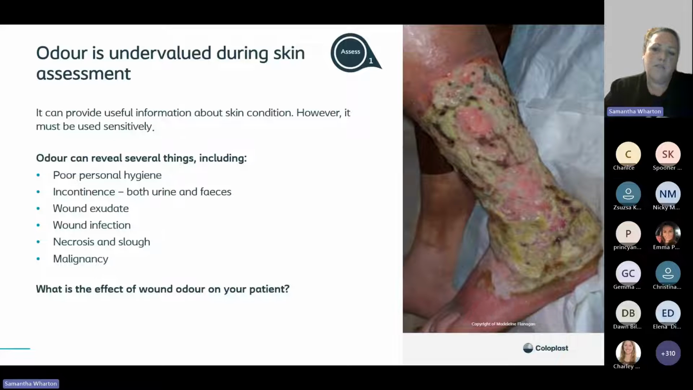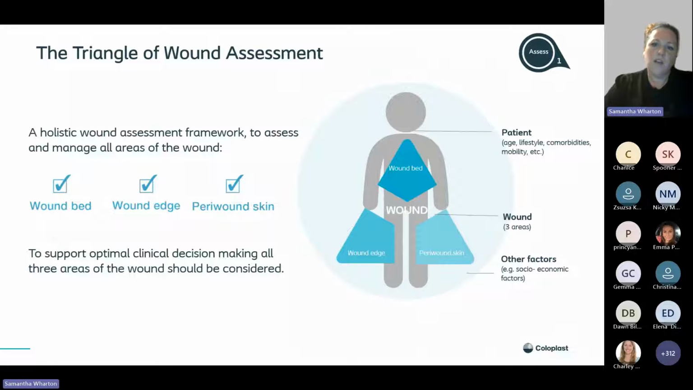So, you know, we really need to do everything we can to remove odour, and bacterial burden within a wound does create odour. So we really need to be managing that as much as possible. So like I say, this is the triangle of wound assessment, and it's a holistic wound assessment to manage all the areas of the wound, as well as the patient and the psychosocial factors.